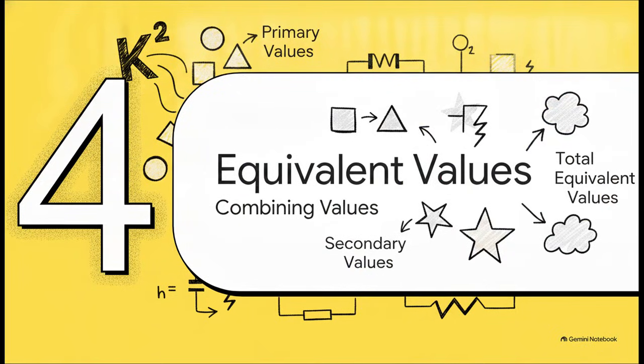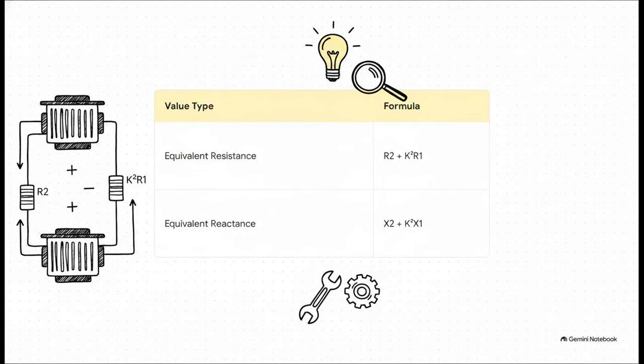Moving on to Section 4, Total Equivalent Values. Okay, now we need the total picture. To get the total equivalent resistance referred to the secondary side, you simply take the secondary resistance, R2, and add it to our newly transferred primary resistance, which is K squared R1. And you know what? The exact same logic applies to equivalent reactance. You just take X2 and add K squared X1. It's elegant, it's simple, and it's incredibly useful.